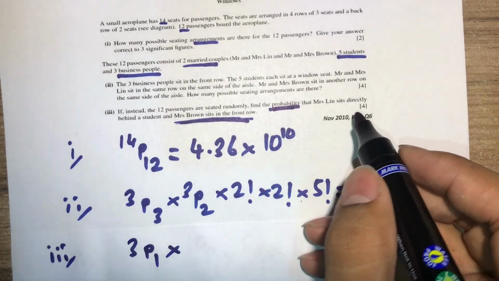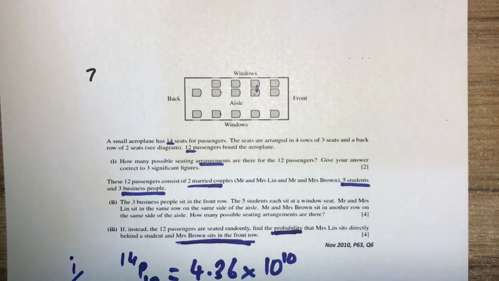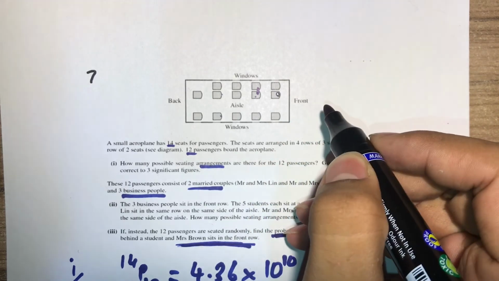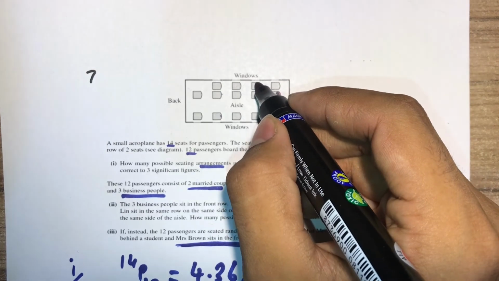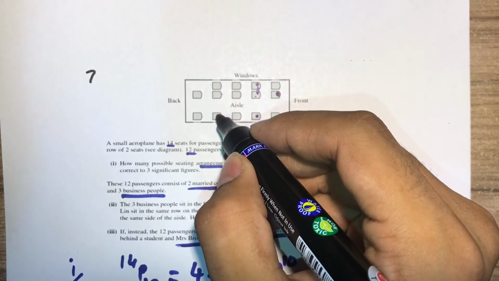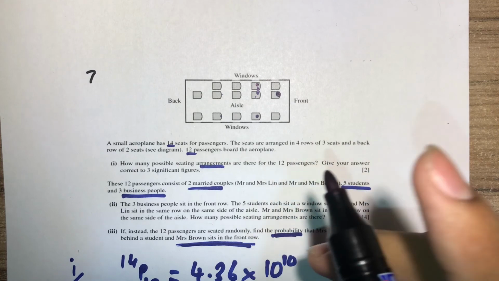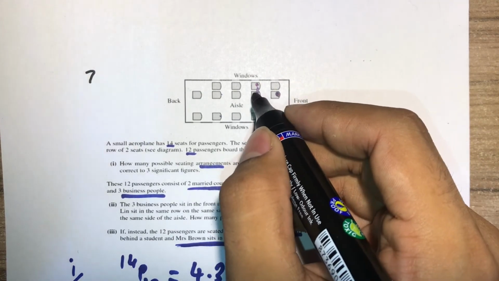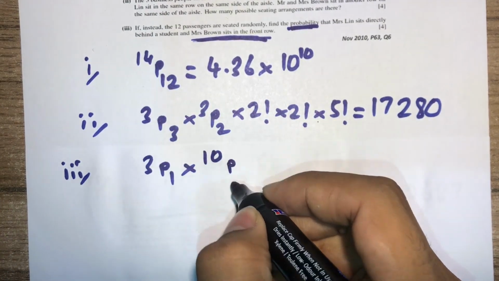Then Mrs. Lynn sits directly behind a student. So where can Mrs. Lynn sit so that a student can sit in front of her? For example, if Mrs. Brown is over here, Mrs. Lynn can sit over here: 1, 2, 3, 4, 5, 6, 7, 8, 9, 10. In these 10 places Mrs. Lynn can sit so that there is a space in front of her for the student to sit. If she sat over here, then the student couldn't sit over here, so we won't consider this. So for Mrs. Lynn there are 10 places, 10p1.